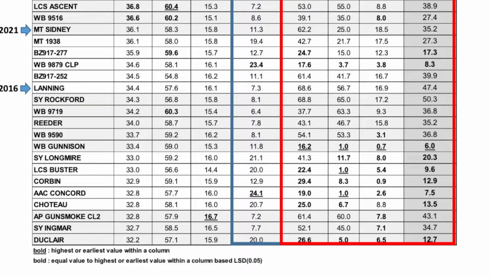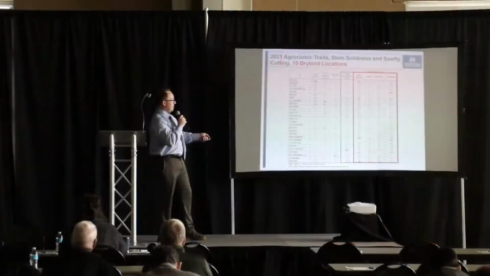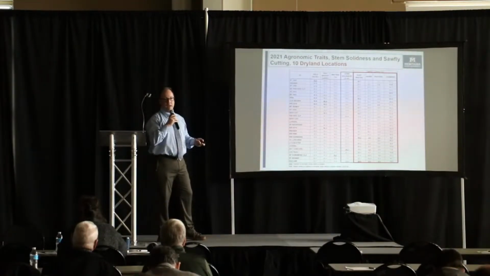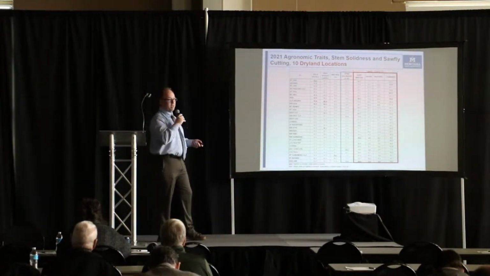And I'll go into a little bit why that is. And then secondly, if we look at this other variety called AAC Concord, this is the first year we've tested this variety, and it's out of Canada. It had the highest solid stem score, and it also had the second best wheat stem sawfly cutting resistance. So just by looking at the solid stem scores alone, it won't give you the full story of how resistant these different varieties are to sawfly.